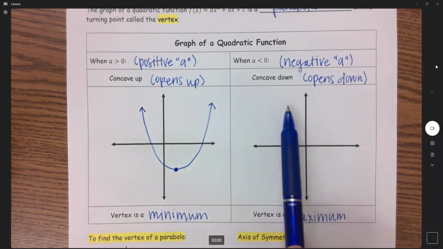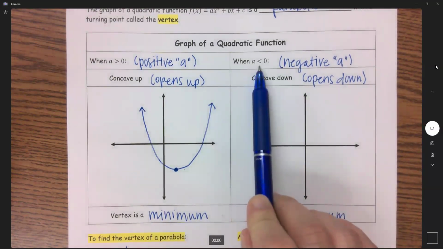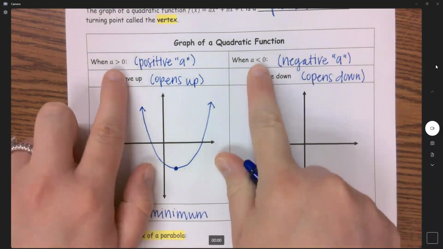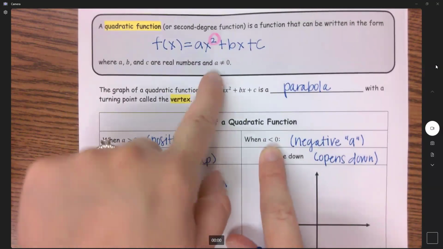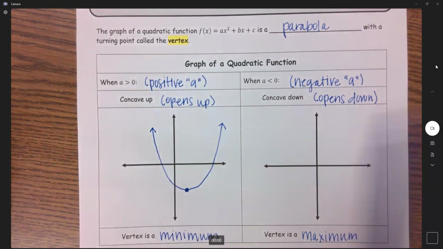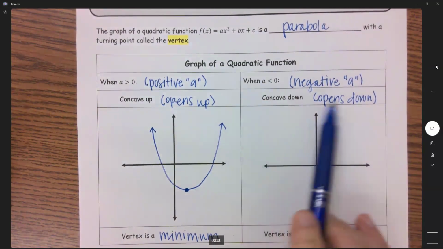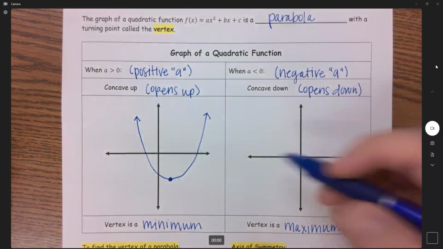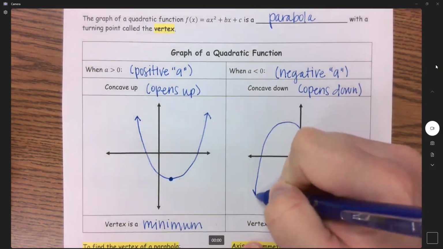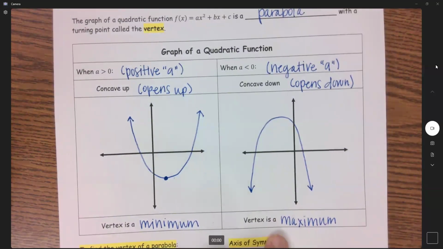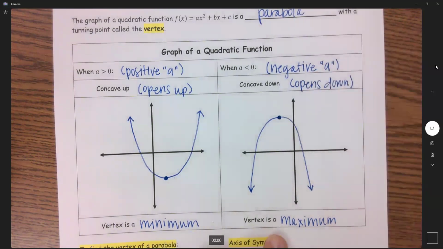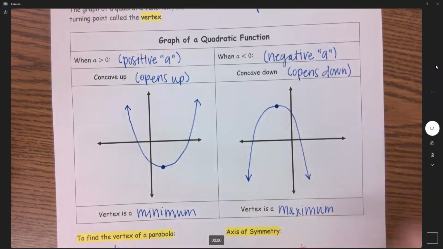Then opposite over here, when my a is less than 0, or when I have a negative a, and notice in both of these, a cannot equal 0 because we established that that would take out my x squared term. So when a is less than 0 or negative, it's going to be concave down, which means it opens down. So I'll have something like this. And now my vertex, that turning point, is the top of this graph. And so now that is a maximum.